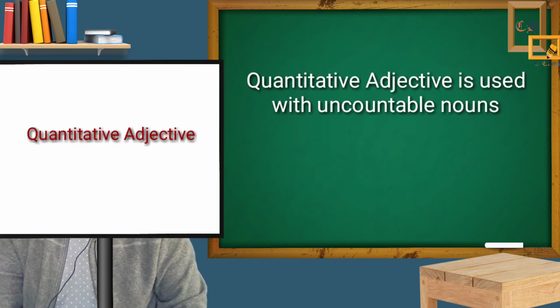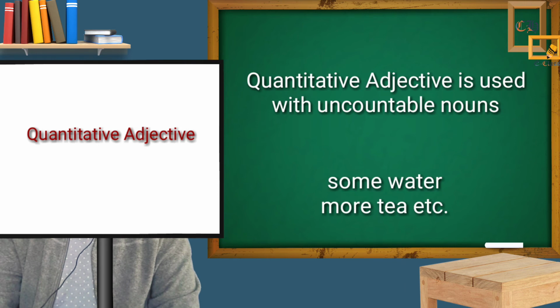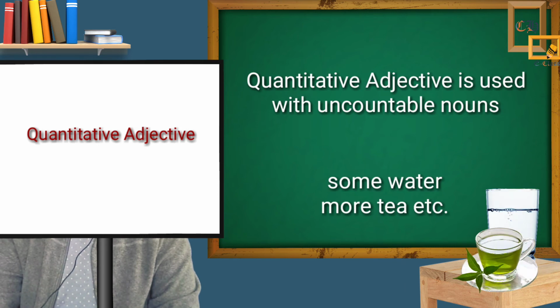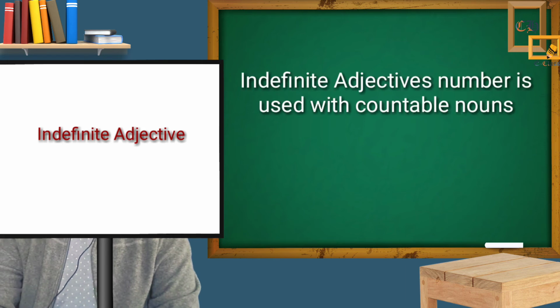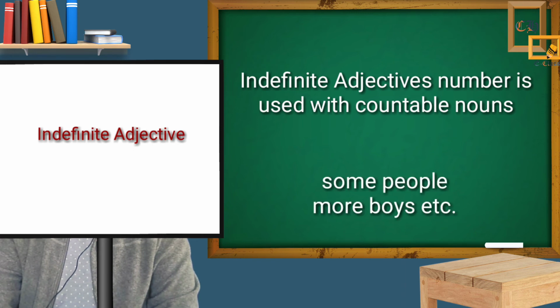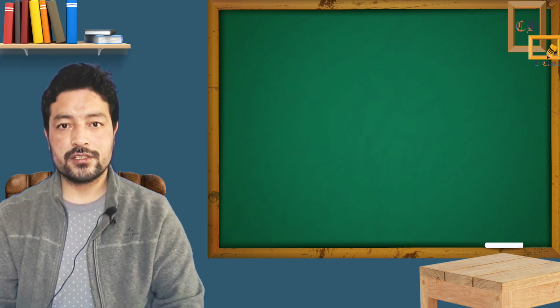We use quantitative adjectives with uncountable nouns, which definitely won't tell us the exact numbers. For example, some water, more tea, etc. On the other hand, we use indefinite adjectives of number with countable nouns when we do not have to show the exact numbers. For example, some people, more boys, etc. Let's try to see through these examples. Look at this pair of sentences.